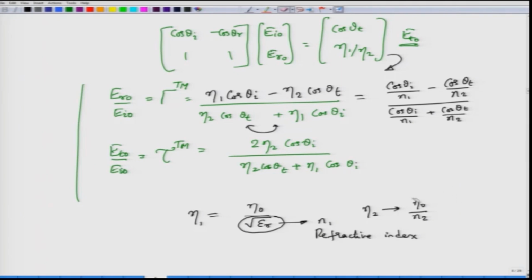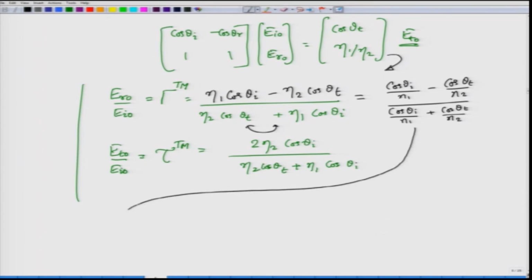So, we simplify this expression further by cross multiplying with all these n1 and n2, and the modified expression, which is quite commonly used in optics, is given by n2 cos theta I minus n1 cos theta t, where theta I is the incidence angle and theta t is the transmitted angle, divided by n2 cos theta I plus n1 cos theta t.